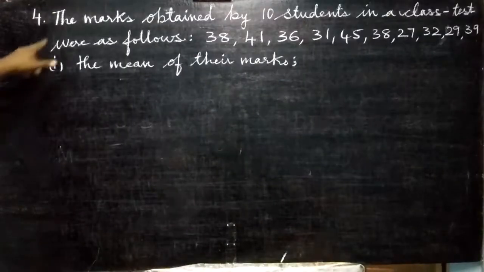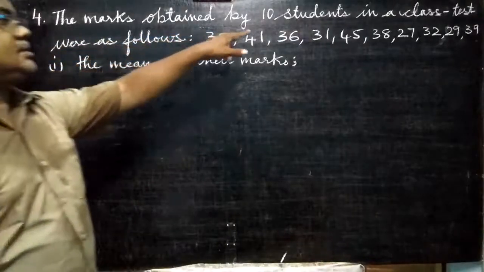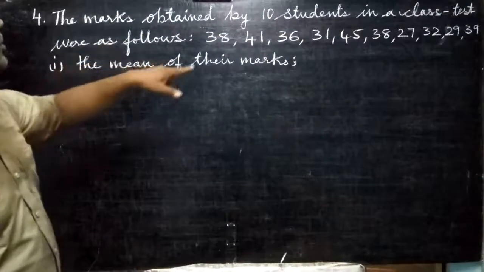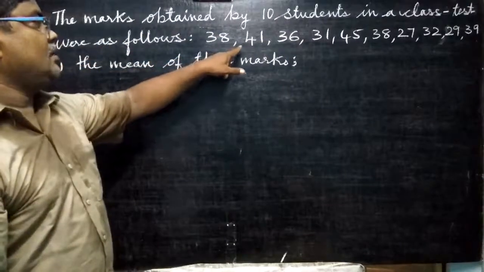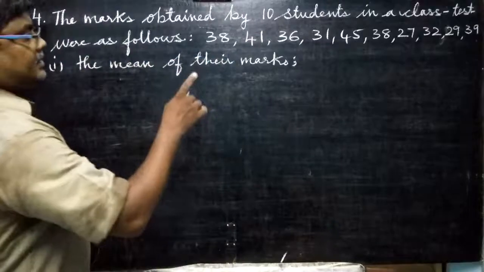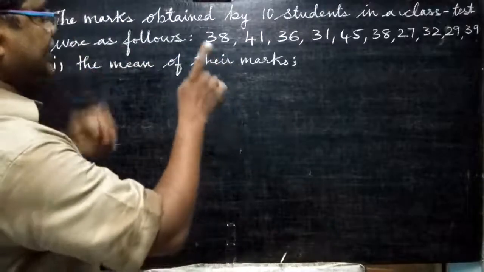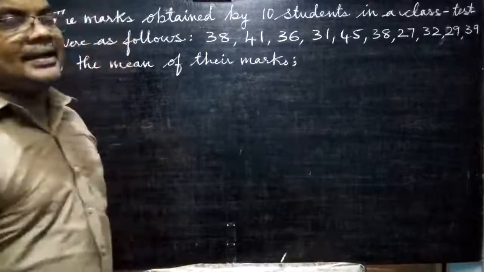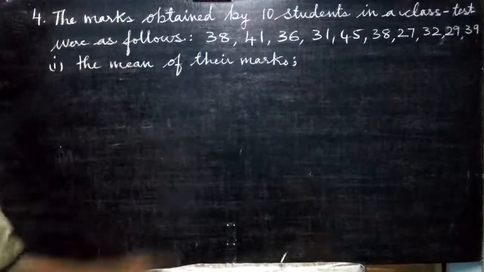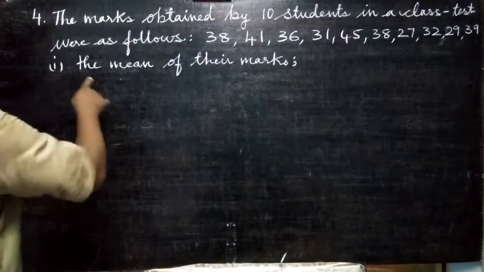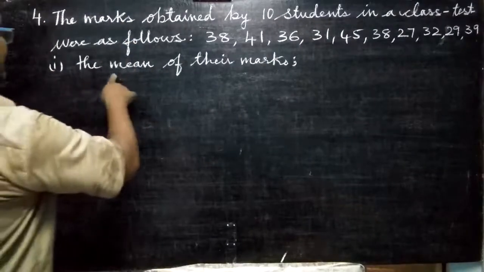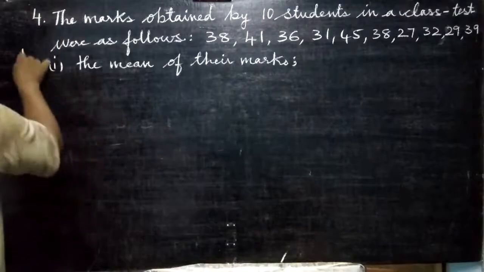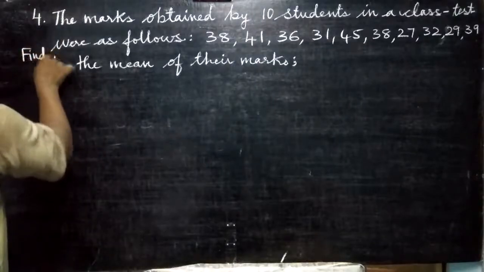Fourth problem. The marks obtained by 10 students in a class test were as follows: 38, 41, 36, 31, 45, 38, 27, 32, 29, 39. 10 students' marks are given, and they are asking to find the mean of their marks. They are asking to find the first bit.